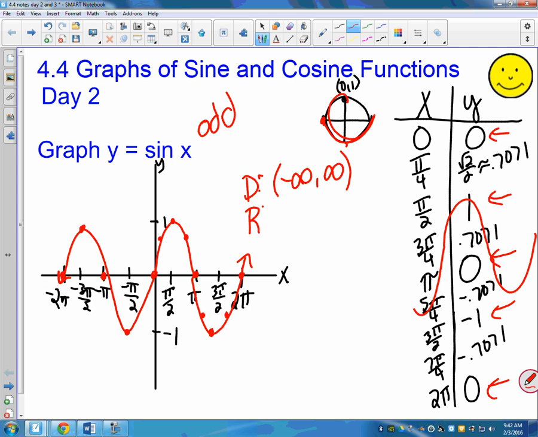The range of this is very restricted, right? I'm only going from negative 1 to 1, which is why sometimes on your calculator you get an undefined number here, because you can't get values bigger than 1.